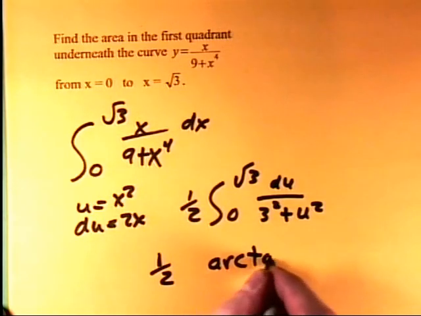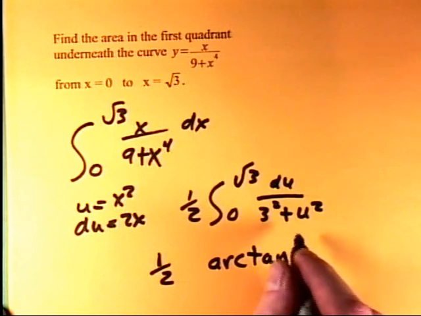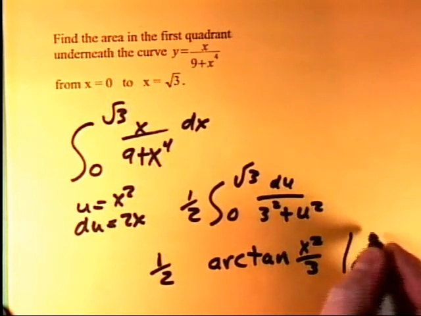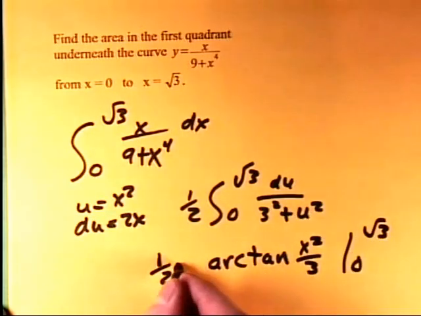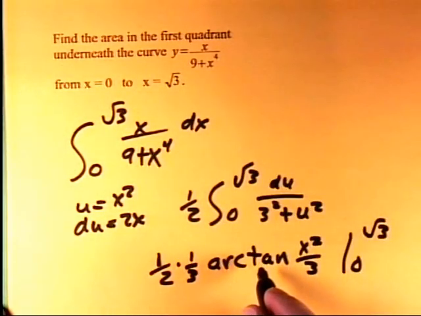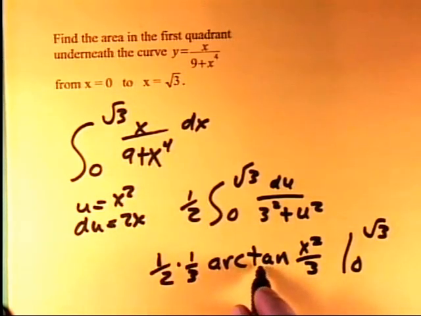So it's 1/2 arctan of u over 3, from 0 to square root of 3. You forgot to multiply times 1/3. You know how I always remember that? You have arctan and arcsine, and with arctan you have a 1 over a out there, and since tan has the a in it, that's how I know it's 1 over a.